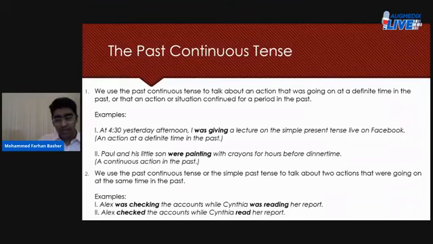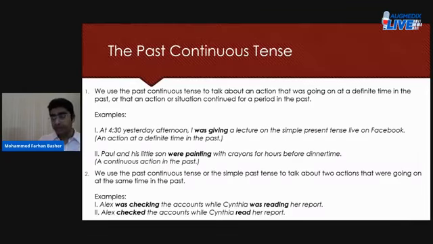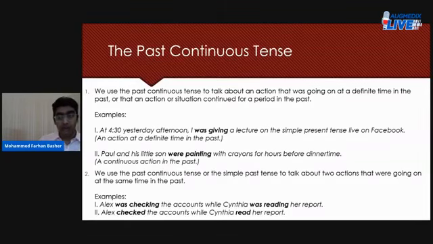Take a look at the example number one under rule number two. Alex was checking the accounts while Cynthia was reading her report. So two actions were taking place: one being Alex checking the accounts, and the other being Cynthia reading her report, right? So when you want to talk of two simultaneous events at one go, you employ the past continuous tense.